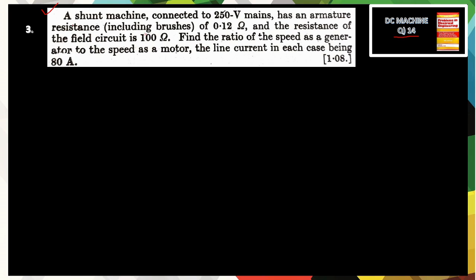The question is saying a shunt machine connected to a 250 volt mains has an armature resistance including brushes of 0.12 ohm and the resistance of the field circuit is 100 ohm. Find the ratio of the speed as generator to the speed as motor, the line current in each case being 80 ampere. So it has given all the resistances and it is saying find the ratio of the speed as generator to the motor if the line current is 80 ampere.